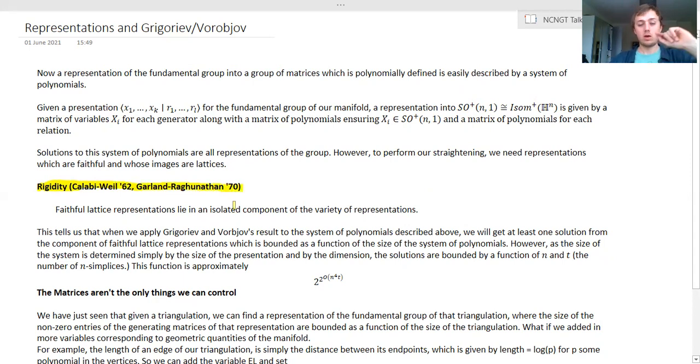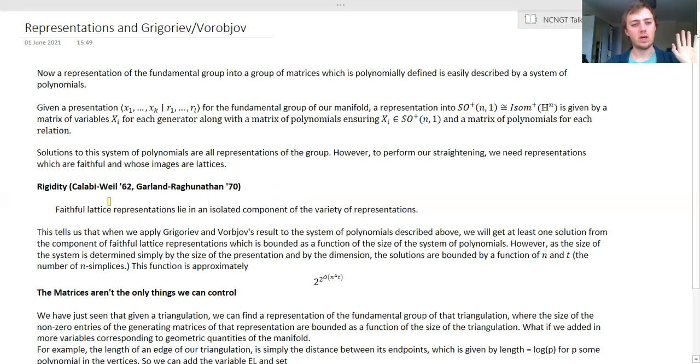But fortunately, everything's okay. So there's a rigidity result. This is the big lattices and Lie groups thing that I was talking about earlier. There's a rigidity result that says that all faithful lattice representations lie in their own connected components in the variety of representations. So what that means is that all of these solutions to the system of polynomials, remember, we get bounded solutions in every connected component. And that means we're going to get a bounded solution in the connected component corresponding to the faithful lattice representations. So we now know that Grigoriev and Vorobyov's algorithm gives us a bounded faithful lattice representation.